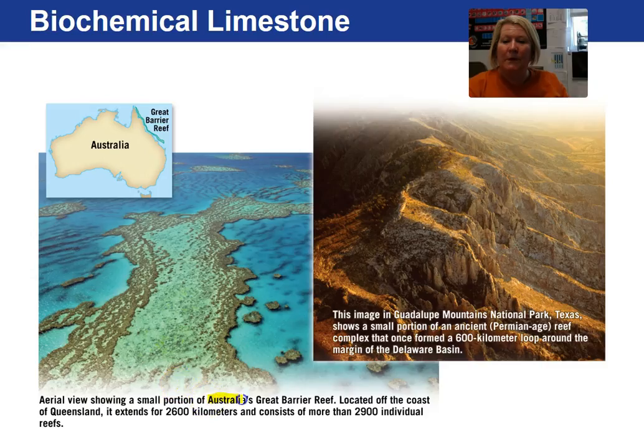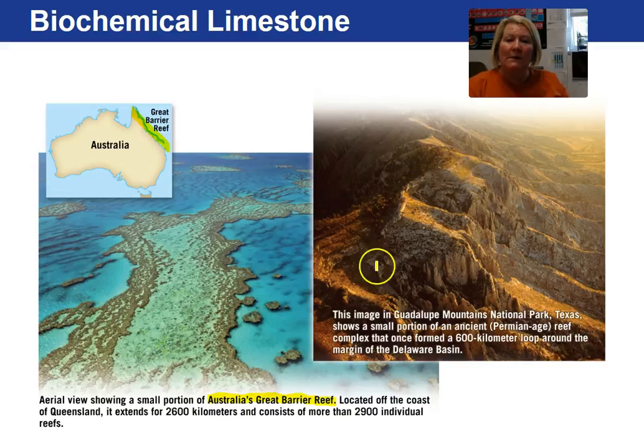This is an image on the left side of Australia's Great Barrier Reef, extending for 2,600 kilometers and consisting of more than 2,900 individual reefs. As far as location of the reef, it is up here in the northeast portion of Australia.